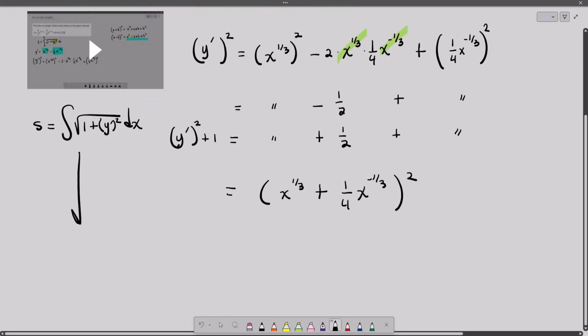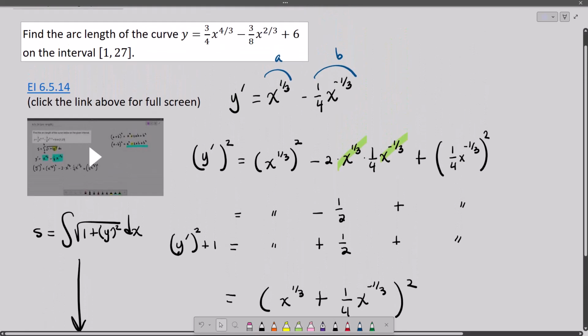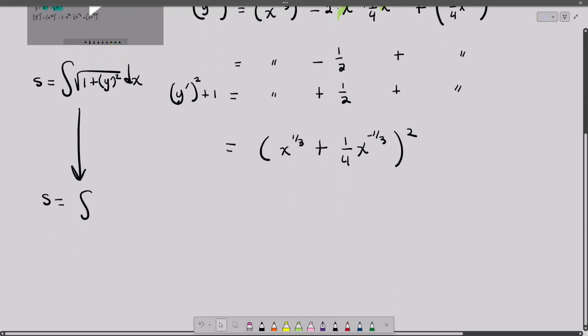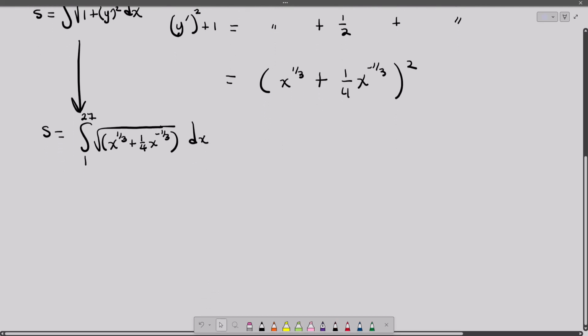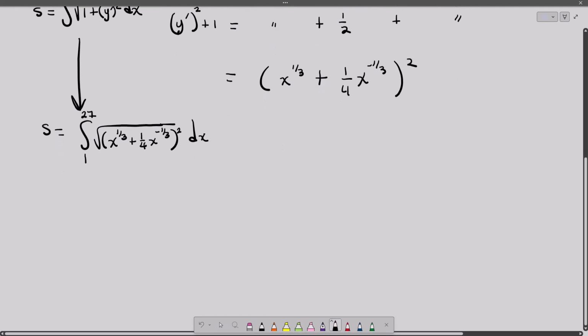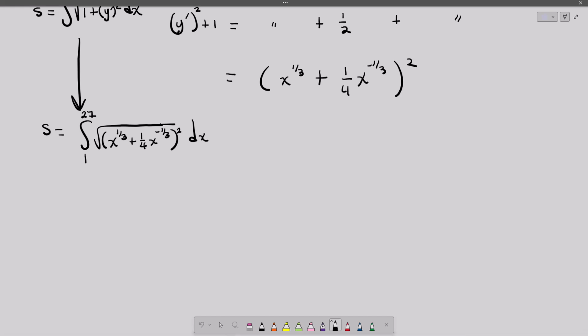That allows us then to say that s is the integral. The limits of integration, they told us 1 to 27 with respect to x. Square root of all of that. And then the square root and the square mash each other up. They annihilate each other. That's got a square on it. So what happened to the 1/2 there?